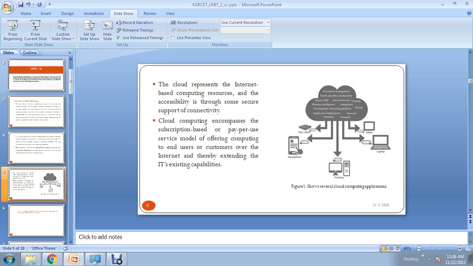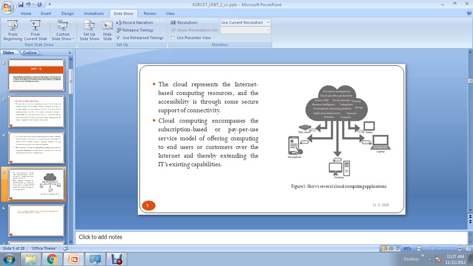So many issues are there. For example, look at the diagram, a flow chart, which shows several cloud computing applications. In cloud computing applications there are many end users: thin clients, smartphones, desktops, laptops and tablets. Using these end users, you utilize cloud computing services on demand. Cloud computing represents internet-based computing services. For accessibility, you need secure connectivity; without the internet you cannot access any resources from cloud computing.